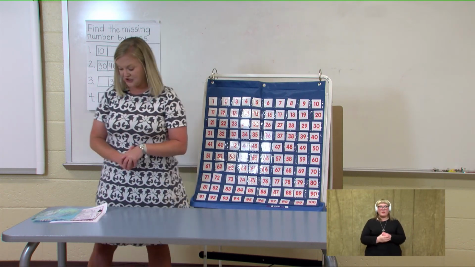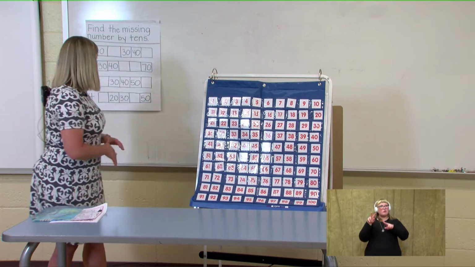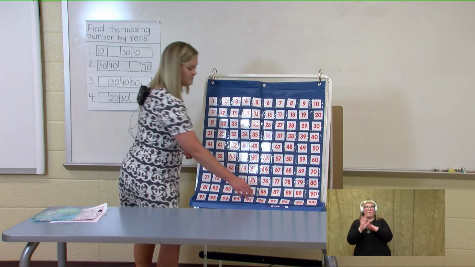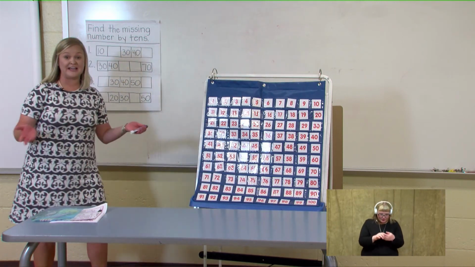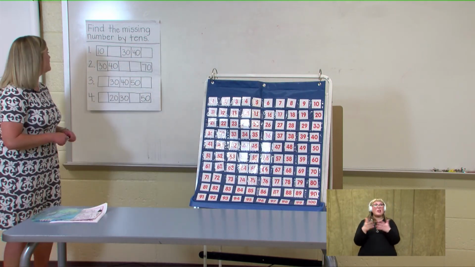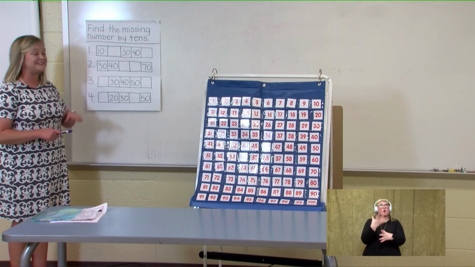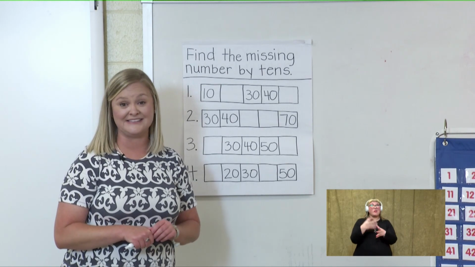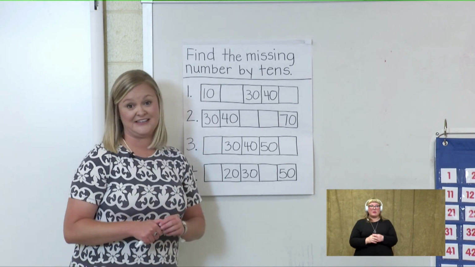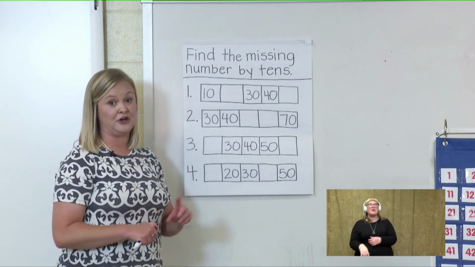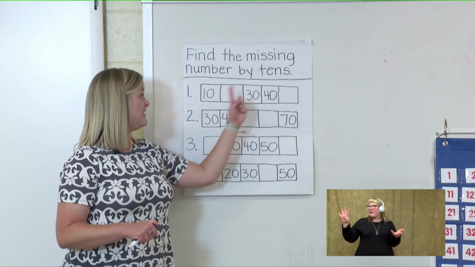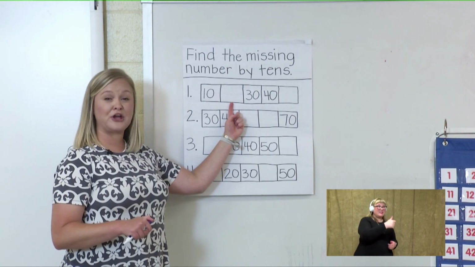All right, now let's look at what some of our math problems counting to 100 would look like on paper. Here, just like our clapping game, we have left out some tens. So we need to write in the missing tens, counting by tens on our paper. Let's count together. 10, 30, 40. So 10, what number comes next?